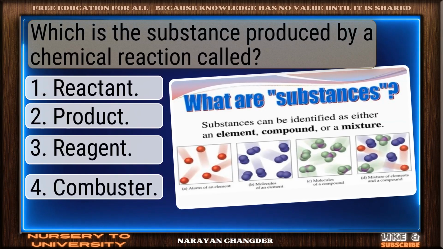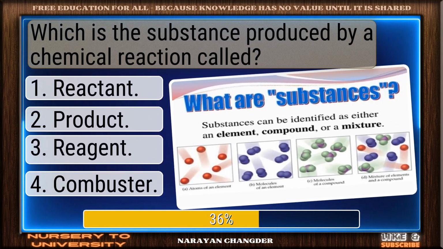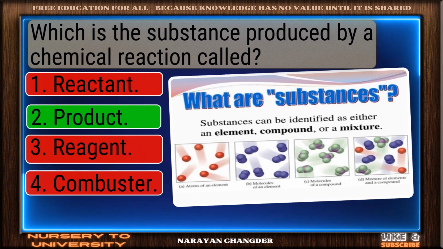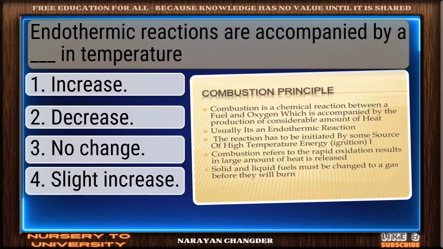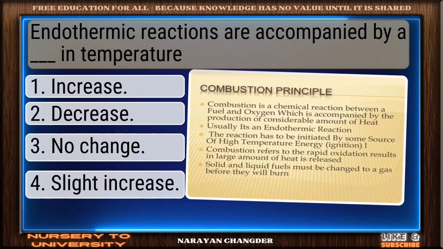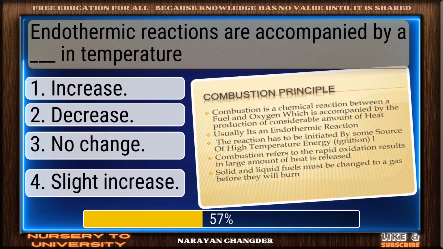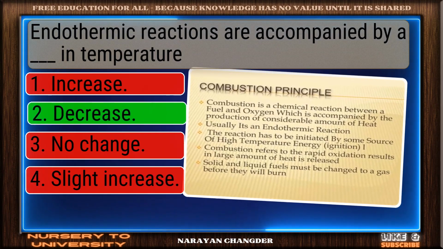Which is the substance produced by a chemical reaction called? Right choice. Product is the best answer. Endothermic reactions are accompanied by a dash in temperature. On track. Decrease is the correct answer.